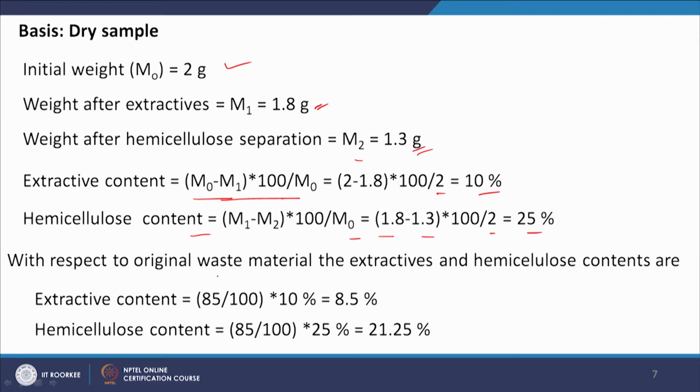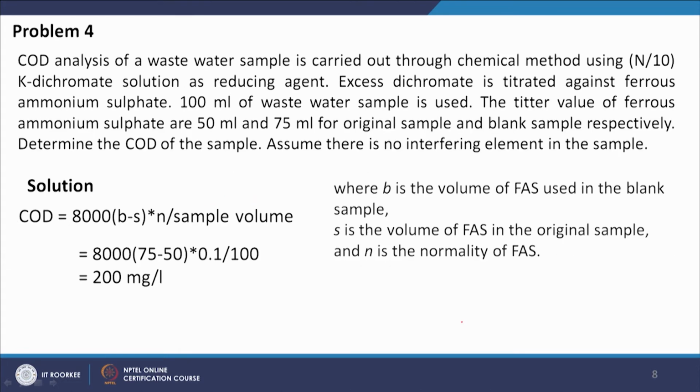And with respect to original waste material, the extractives and hemicellulose contents are, say, 85 by 100 into 10%, 8.5%, and hemicellulose content 85 by 100 into 25%, that is equal to 21.25%, because it has some moisture content. So, if we consider it on original waste material basis, then these values will be reduced to some extent. Next, problem 4.